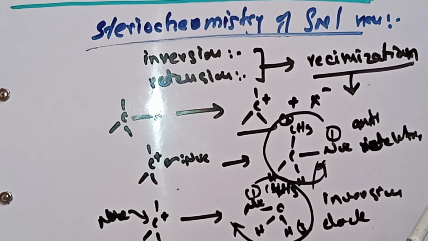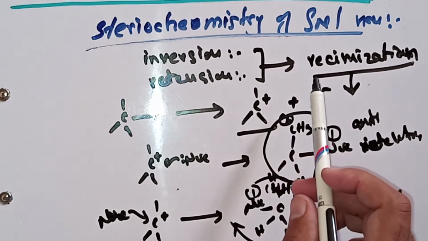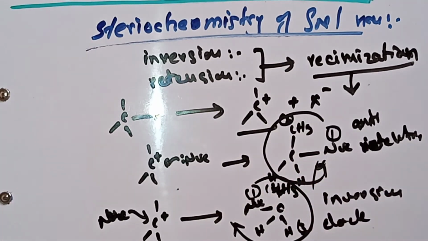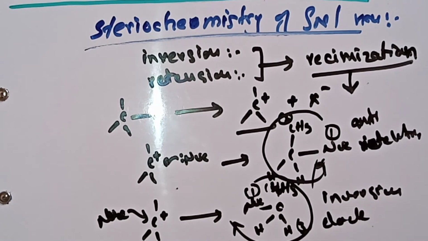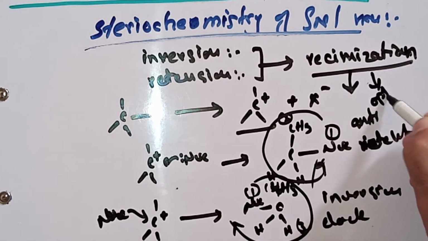We can define racemization as a mixture of two enantiomers produced in equal amounts. In the SN1 reaction, mostly the product will be a racemic mixture, which is optically inactive.